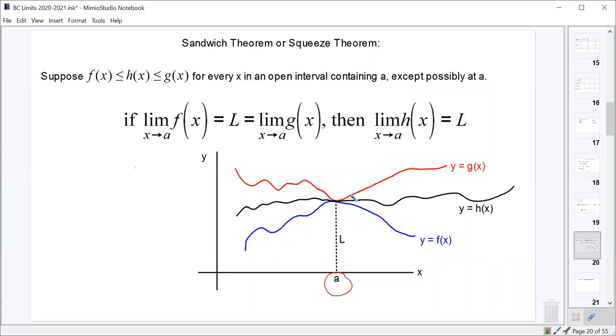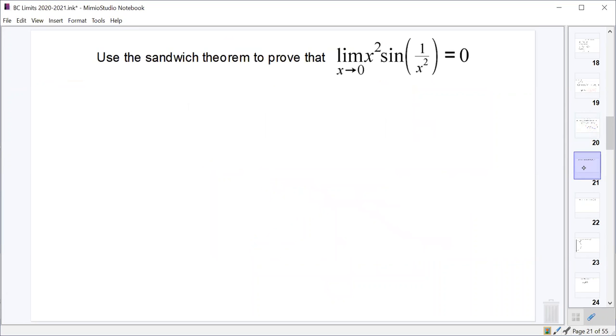Okay. Everybody good with that or no? Conceptually, spectacular. All right, let's do a problem or two. If we want to use the sandwich theorem to prove that the limit as x approaches 0 of x squared sine of 1 over x squared is 0, what should we do to begin with? That's right. We should begin by setting up an inequality.